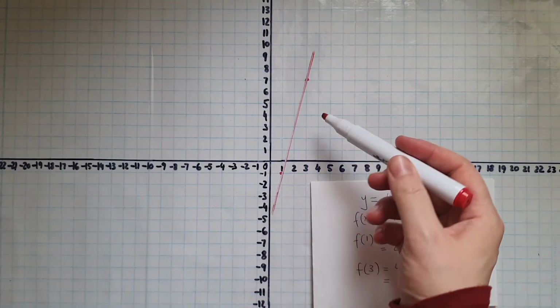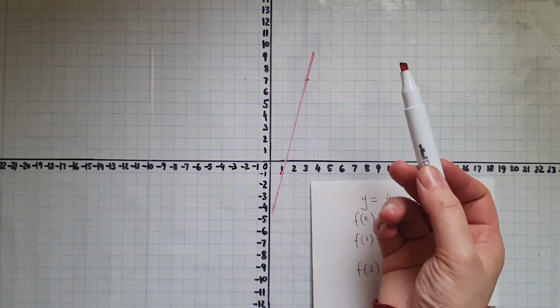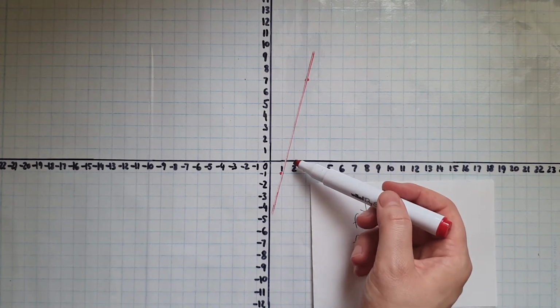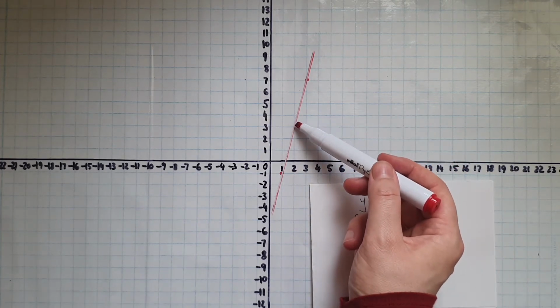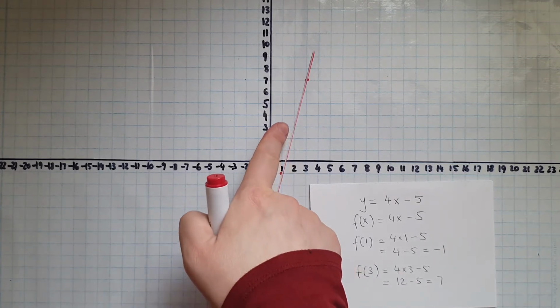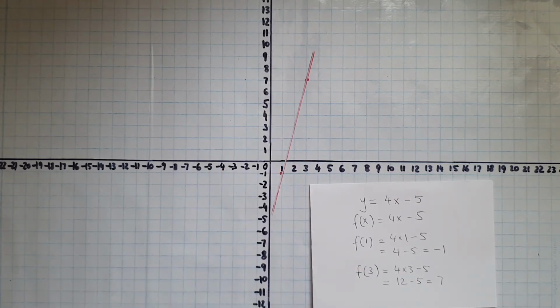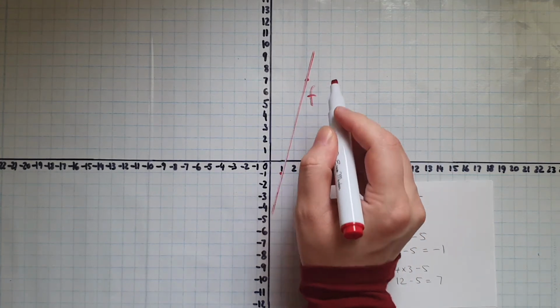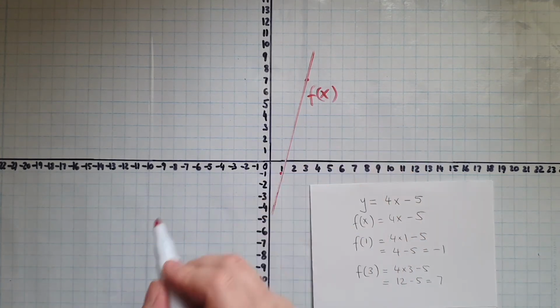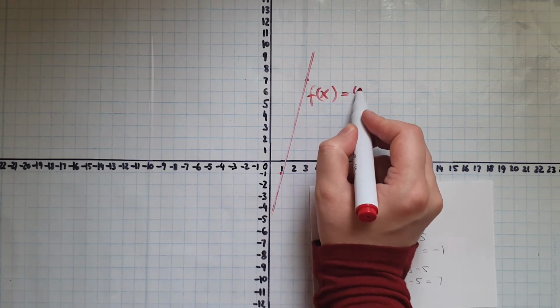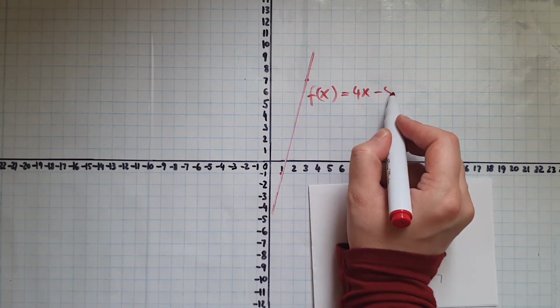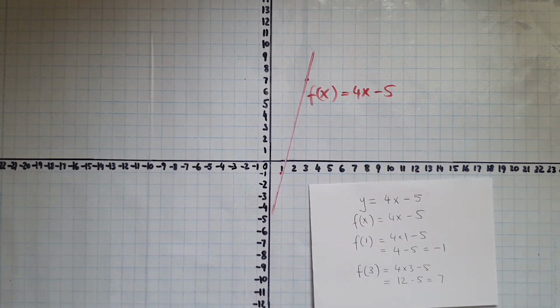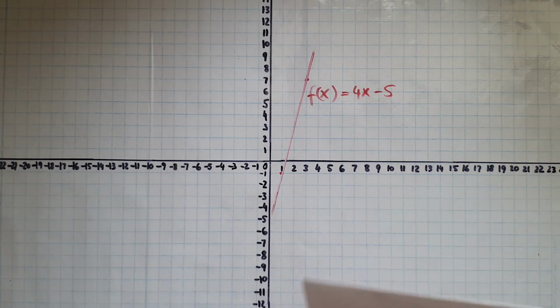Through the line now you can find other points. So when x is 2, for example, the value of the function is 3. Let's label it. Now we'll try another one.